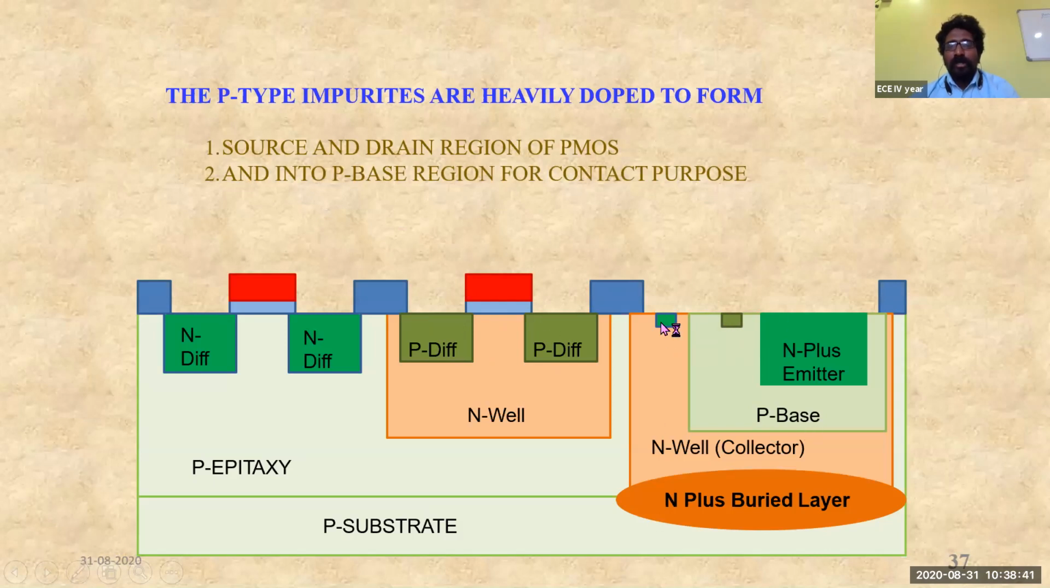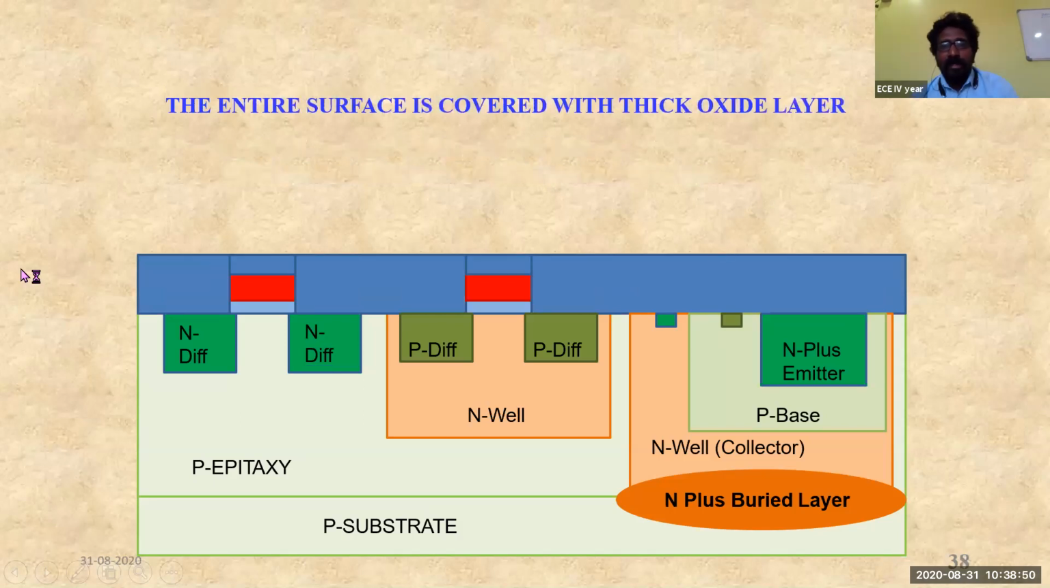So this is a contact region of the N type of impurities, and this is a contact region of the P type of impurities. Then now, after this doping, the entire surface is now covered with a thick oxide layer. Again, to protect the entire structure from additional doping or else additional formation of any kind of layer. So we are again creating a thick oxide layer on the entire substrate.